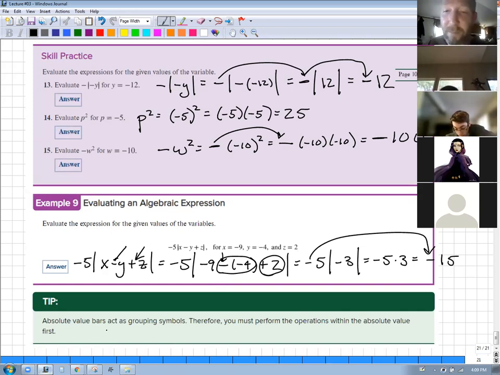So absolute value bars act as grouping symbols. Therefore, you must perform the operations within the absolute value first.